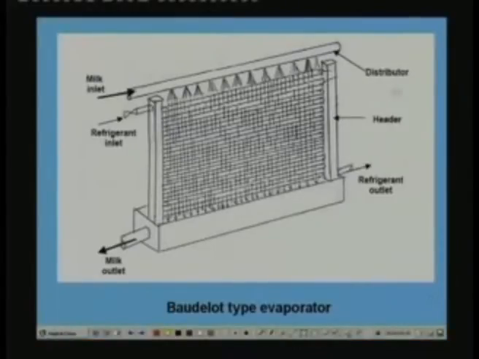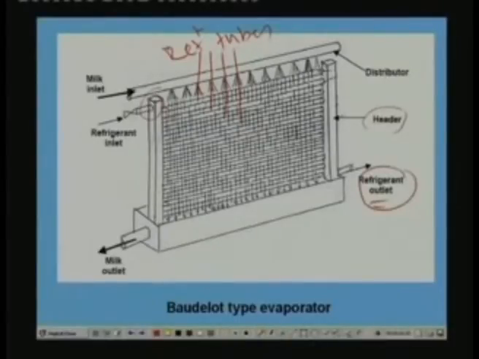So this is the header. This is one header on this side, on the refrigerant inlet side, and this is the header on the outlet side. To this header, a large number of refrigerant tubes are connected. These are the refrigerant tubes through which the refrigerant flows. So the refrigerant enters into the header, and from the header it enters into the several parallel tubes. It extracts heat from the liquid being chilled, and it exits from this header. From this header it goes to the compressor.